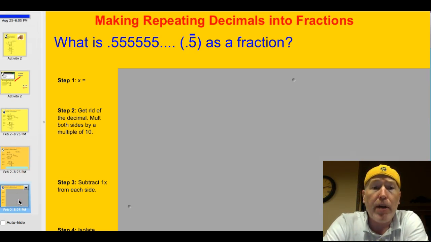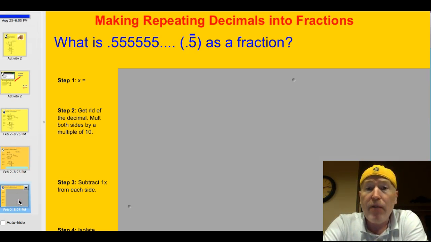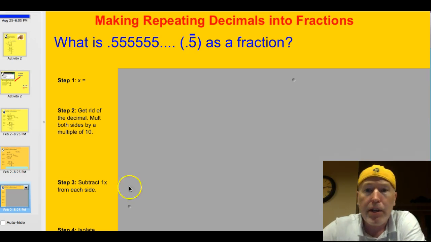All right, try this one by yourself. What is 0.5555 or 0.5 repeating as a fraction? Run through the steps. I know it's a simple example. You can do this though. All right, let's see how you did.